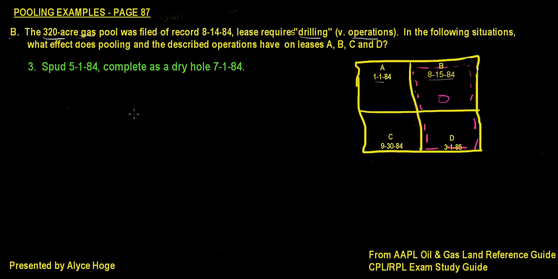Okay, now let's look at B3. Got the same fact pattern as 1 and 2, but this time we're going to spud on May 1st, 1984, and complete it as a dry hole on July 1st, 1984. So what effect does this pooling and unitization, this 320-acre gas pool, have on leases A, B, C, and D? Well, the well is spud in May of 1984.